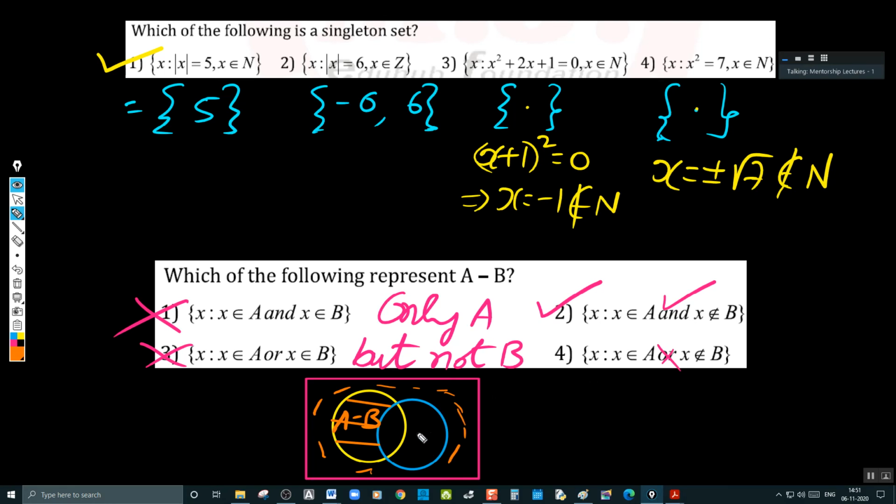X does not belong to B means you will have the elements that are not present in B. Not present in B means outside elements. This is a universal set, which contains not only A and B but also outside elements. When you take not belonging to B, including A, you will get outside elements also, which is not the meaning of A minus B. We need only elements of A.